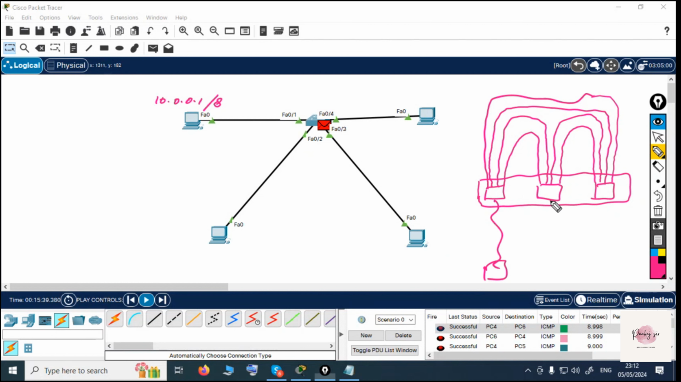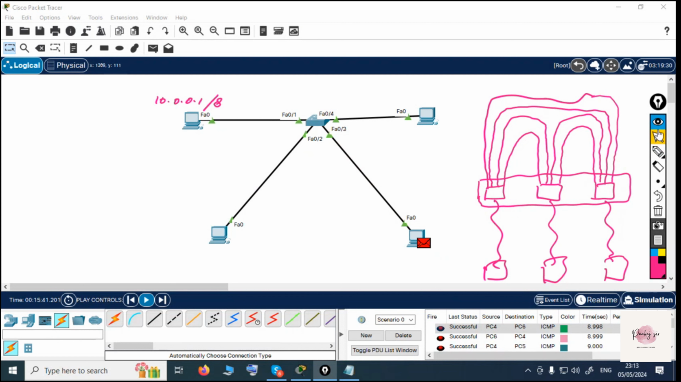So if all the devices send data at the same time to each other, collision will not occur. Getting my point or not? So it has no collision domain by default. By default it has no collision domain, but it can have multiple collision domains. When can it have multiple collision domains?